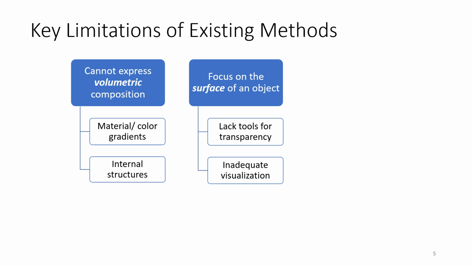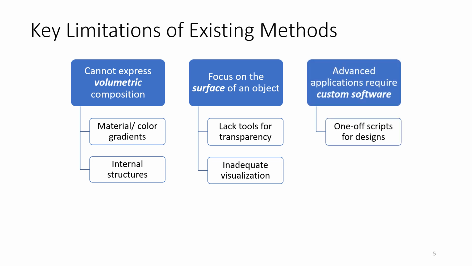As we've moved into the world of 3D printing, we really need tools that actually express an object fully in 3D, including internally, right? So these tools generally lack efficient ways of visualizing internal compositions. And then finally, for advanced applications, we require custom software. So this leads to a lot of situations where researchers right now are developing one-off scripts for designs. Perhaps I have a specific application, I want to make a specific part with a gradient, I'm going to write a MATLAB or a Python script to generate those specific files for my printer. There isn't a lot of good general purpose solutions.